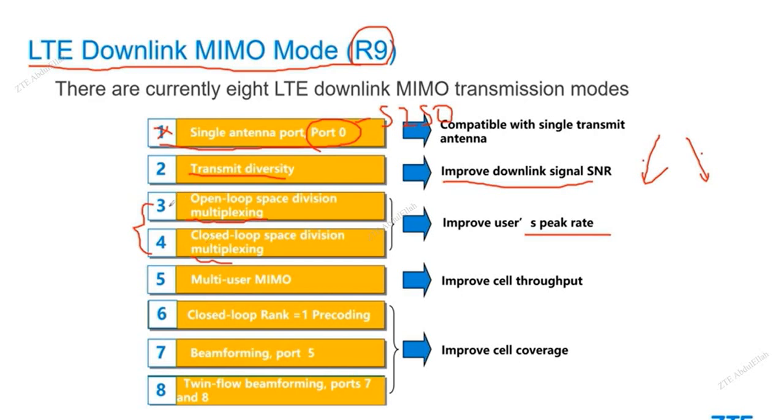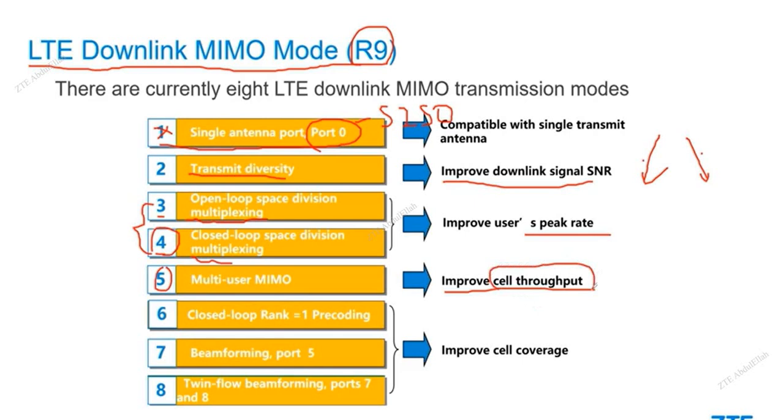Okay? And in which case do we use mode 3 and in which case do we use mode 4? I can also tell you, for high speed scenarios we use mode 3. For normal speed, for low speed scenarios we use closed loop. Okay, so mode 3 is for high speed scenarios, mode 4 is for low speed scenarios. Okay, mode 5 is multi-user MIMO. Multi-user MIMO can improve the cell throughput. So here, please pay attention. This does not improve the user throughput, right? This can improve the cell throughput.